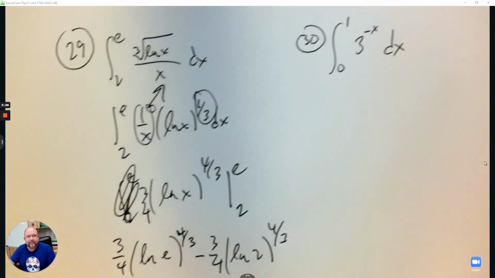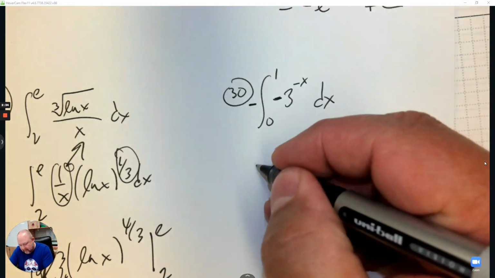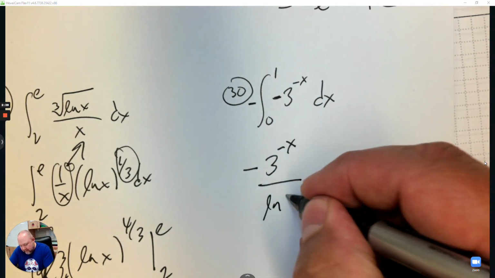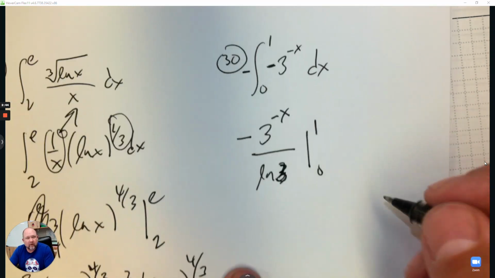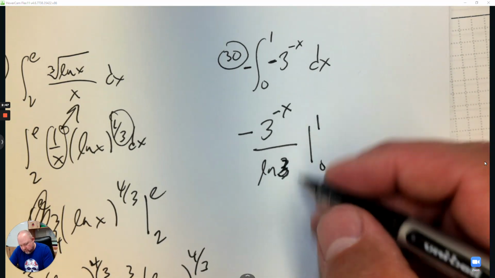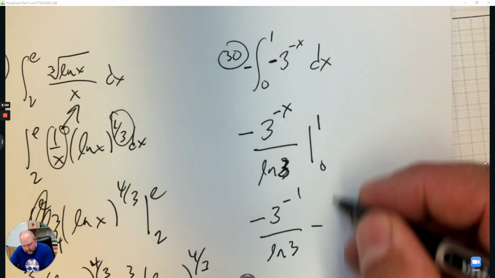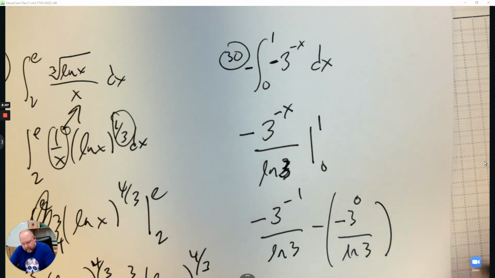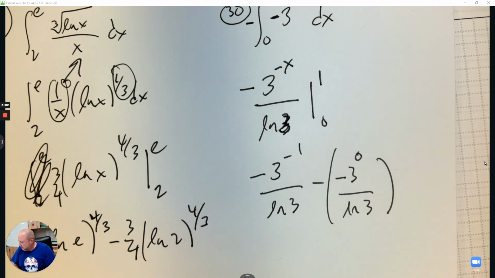Number 30. Press pause and write it down. So the hook comes from the exponent. The derivative of negative x is negative, so we need a negative in front. So the rule is you copy it and then divide by ln of the base when the base is not e. That goes from 0 to 1. And then I'm just going to plug in 1, subtract, plug in 0. And you have the answer. That's really 1 over ln 3, or that's perfect the way it looks.